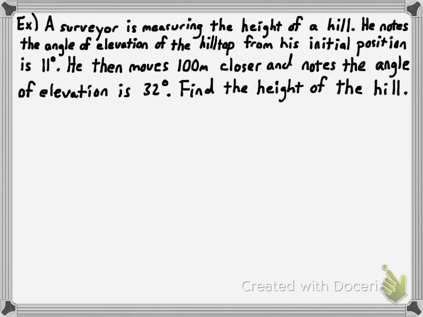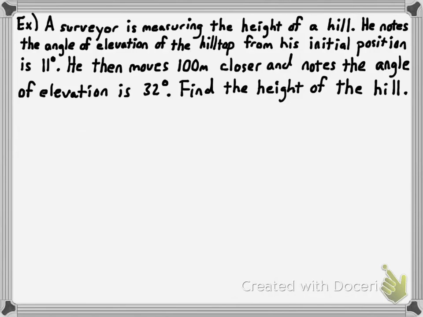We've got one problem in this video because you've seen all the types of problems before. It's just a matter of now seeing it with the sine rule involved. Okay, so here's the problem we're going to work on. It says a surveyor is measuring the height of a hill. He notes the angle of elevation of the hilltop from his initial position is 11 degrees. He then moves 100 meters closer and notes the angle of elevation is 32 degrees. Find the height of the hill.